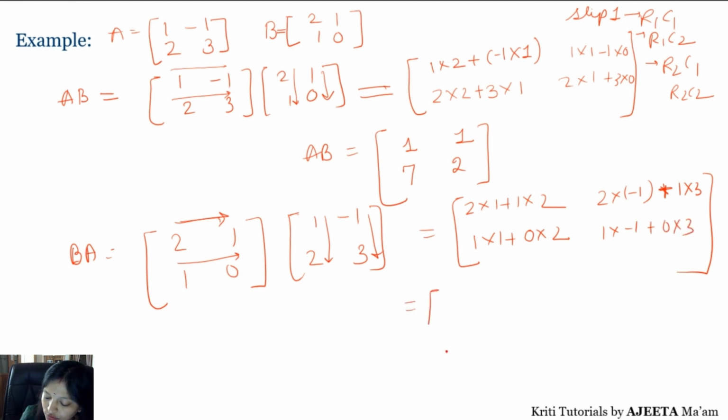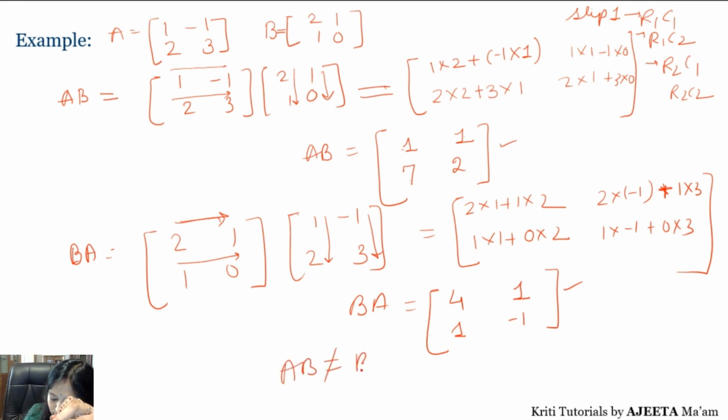Now let's work it out. 2 plus 2, 4. Minus 2 plus 3, 1. 1 plus 0, 1. Minus 1 plus 0, minus 1. So if you see here, BA and AB matrices are both different. AB is what? 1, 1, 7, 2. BA is what? 4, 1, 1, minus 1. So AB is not equal to BA. So that is what we mean when we said that matrix multiplication is not commutative.